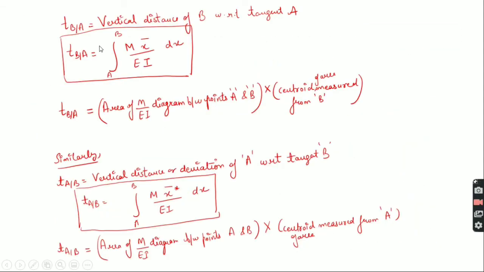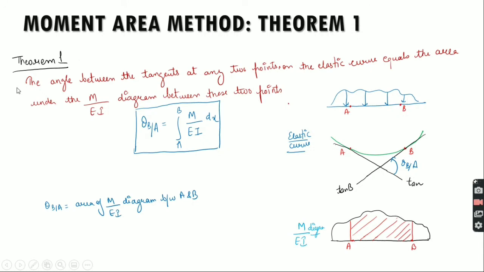So the first theorem says that if we consider a beam which is loaded by any kind of load, then we know that due to this load it will undergo some bending, and this bending is represented by this elastic curve, right? So the deflected shape is represented by this elastic curve. Theorem 1 says that the angle between the tangents at any 2 points on the elastic curve equals the area under the M by EI diagram between these 2 points.